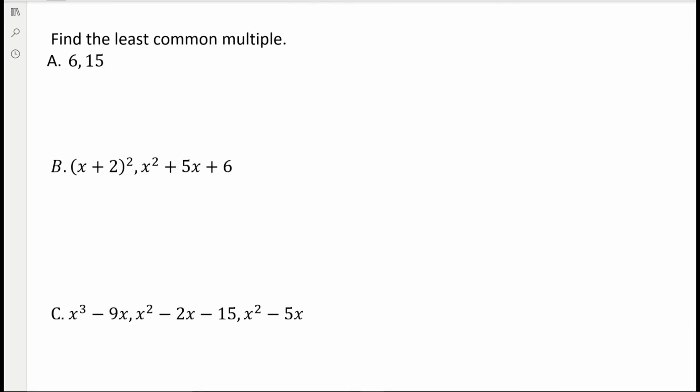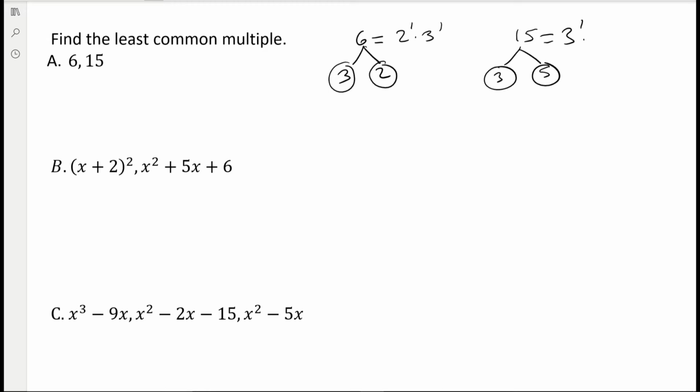So if we have two numbers and we want to find the least common multiple, well, we'll simply factor the numbers. So we'll have 6 breaks into 3 times 2. This is a prime factorization. So you continue to factor it until you get to prime numbers, and you can't factor it anymore. In this case, 6 is 2 to the first power times 3 to the first power. And if you did 15, well, 15 breaks into 3 times 5, which in this case is pretty straightforward. It's 3 to the first power times 5 to the first power.